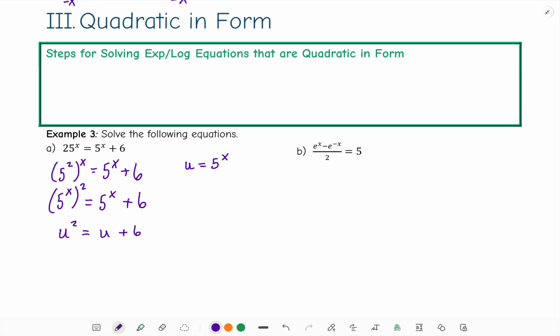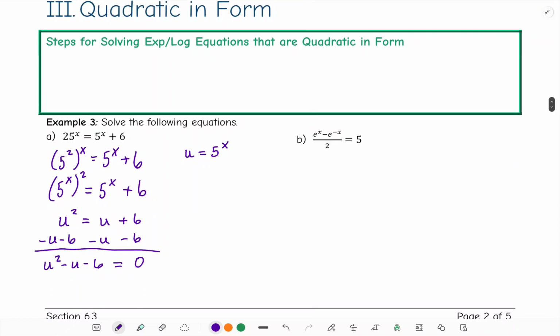This is a quadratic equation now, so I'm going to subtract u, subtract 6 from both sides. U squared minus u minus 6 equals 0. And like I said, you can complete the square or use the quadratic formula. I am just going to factor it, though. So we get u equals 3 from the first factor, or u equals -2 from the second factor.